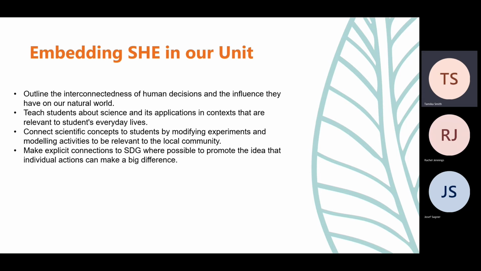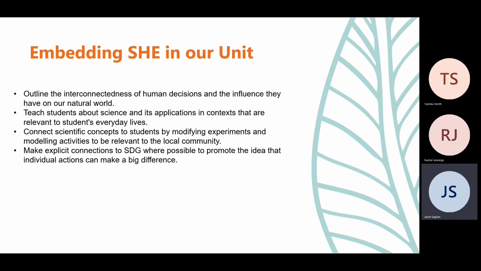Overall, our goal as educators is to teach students in contexts that are relevant to them, to create a bridge for students between science knowledge and its application and how it affects their everyday lives. Armed with this knowledge, students can use these understandings to make informed choices.